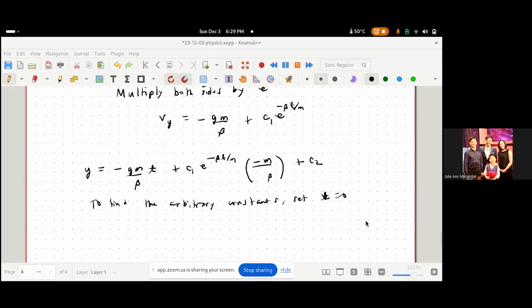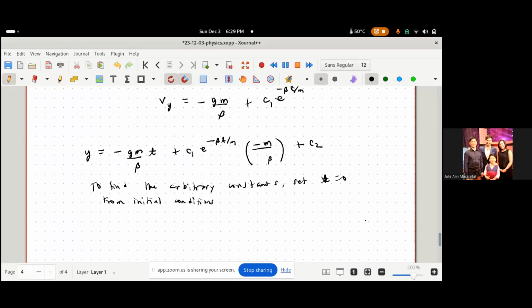Okay, so kailangan nating mahanap yung arbitrary constants. So, gamitin yung initial conditions. So, from initial conditions, we can find the arbitrary constants by, okay, V0y na lang, I think. So, y component of the velocity at time 0 is negative g m over beta plus e to the minus beta t over m at 0 is c sub 1.